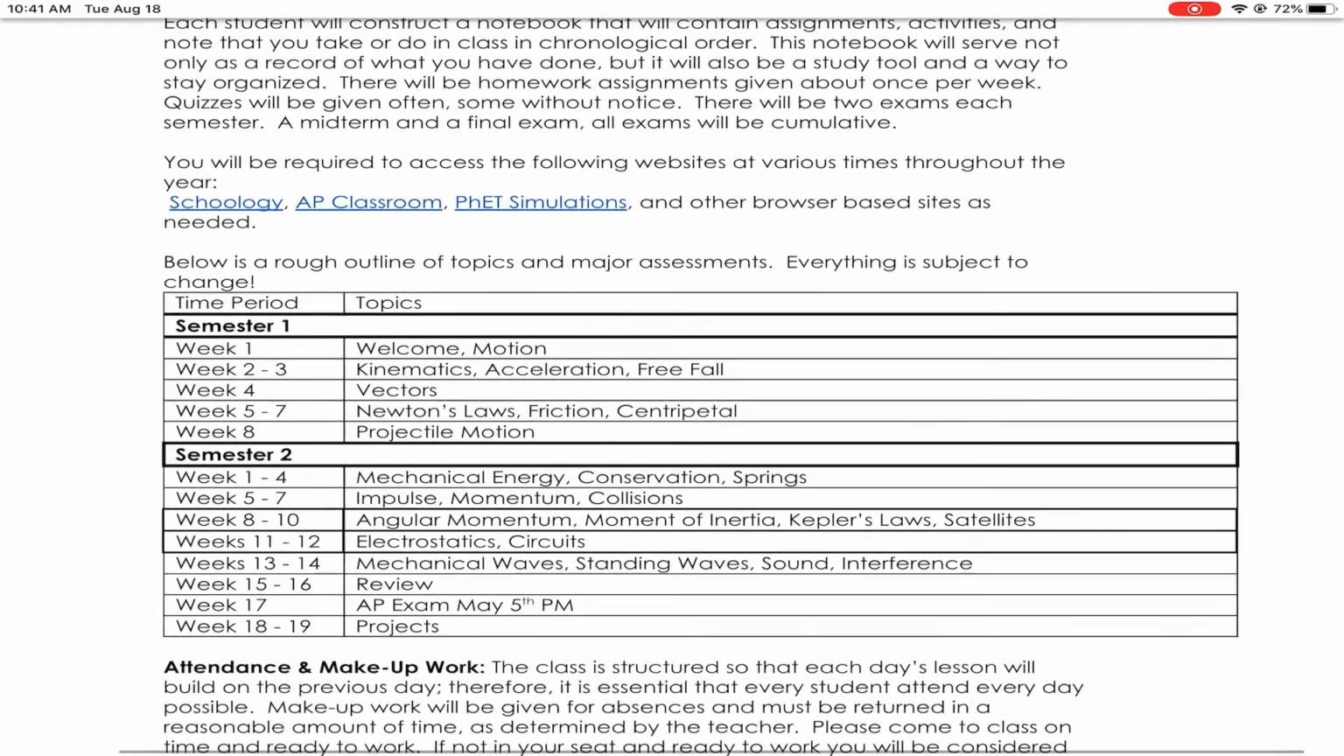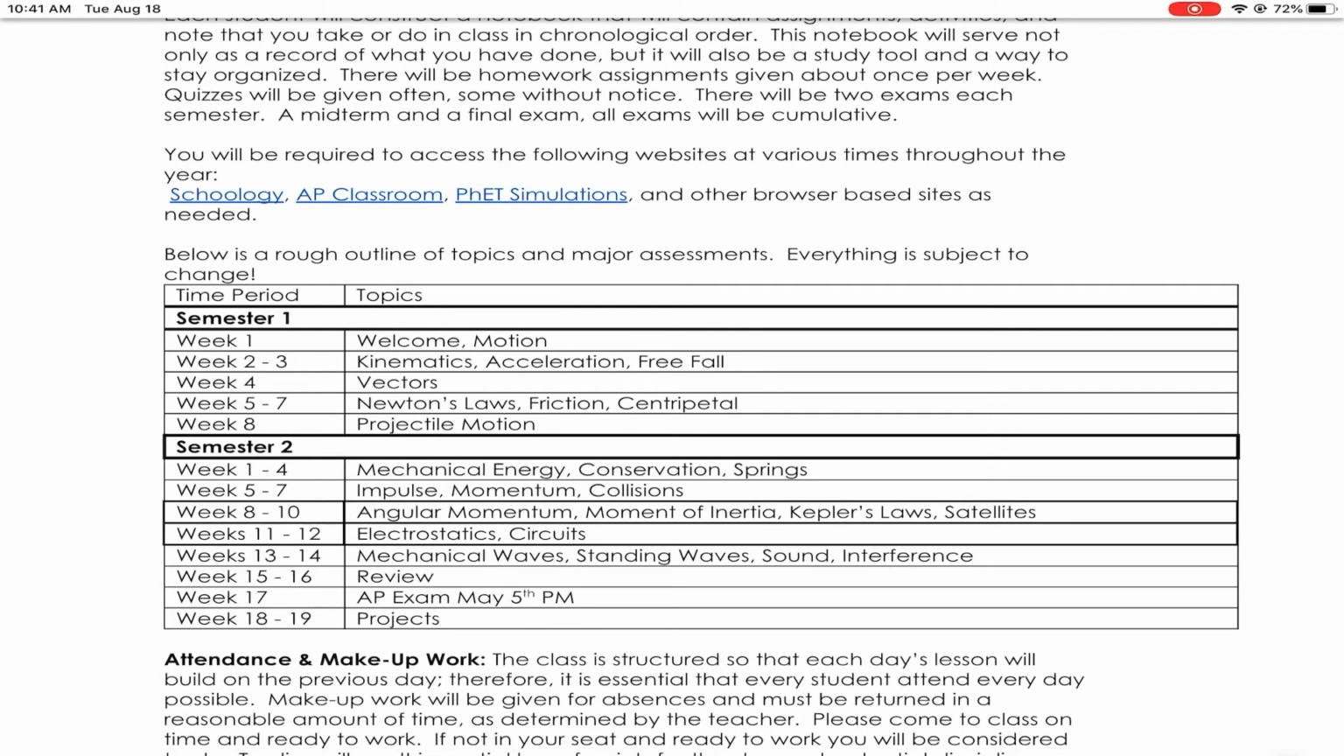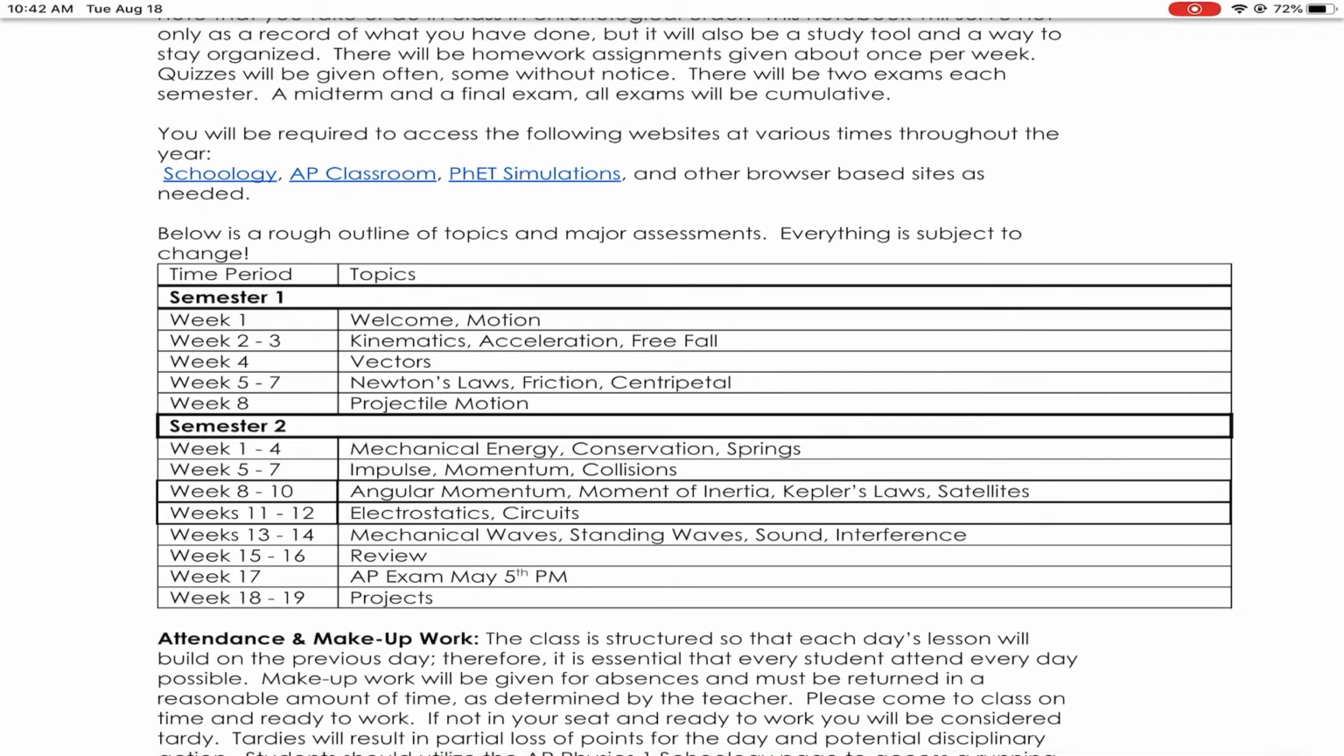A couple of websites you're going to be using. Schoology is going to be your home base for everything. I'll have all of the lessons that we do every week on there, so if you ever miss a day, everything's up there. AP Classroom is where you'll go to sign up for the AP test, and they have a ton of materials to help you review and practice, and videos and all sorts of stuff. And then PhET is a website out of CU Boulder with lots of simulations. So when we can't do hands-on experiments, we can do simulations to at least get kind of close to it.